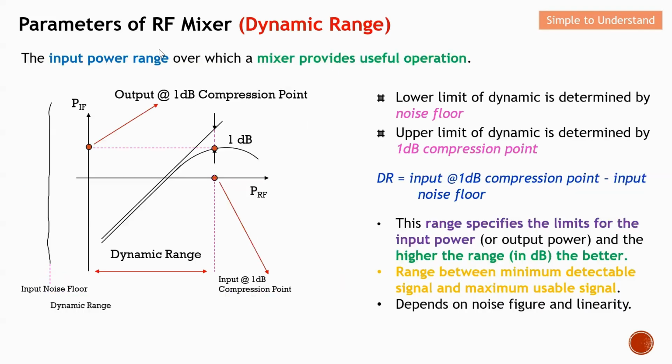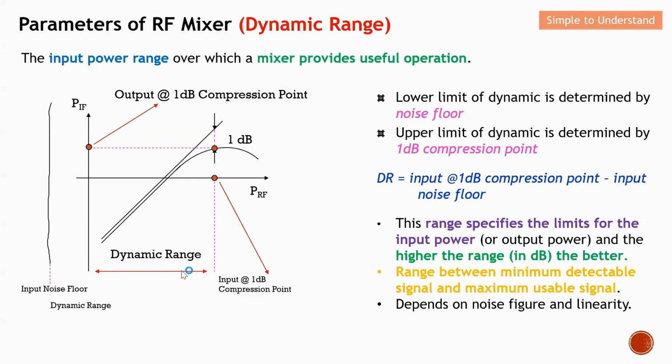My next parameter will be dynamic range. What is actually dynamic range? Basically, it is the input power range over which a mixer provides a useful operation. Let's take a look at this diagram in order to understand better. From here you can see that this is the dynamic range.